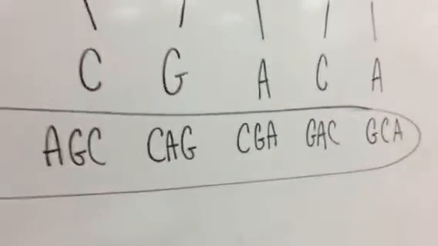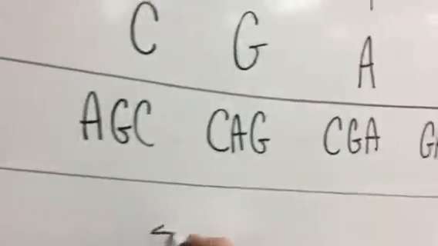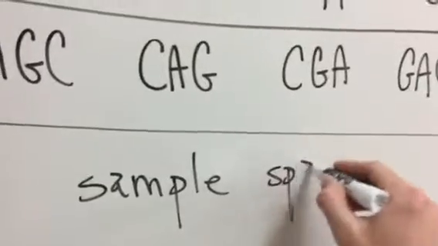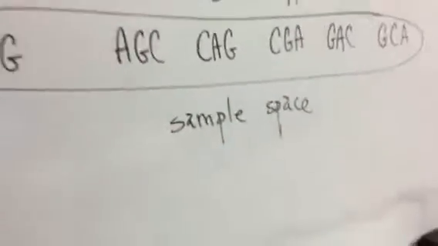So if you look at this bottom part right here, that is the entire sample space. In other words, those are all the possibilities for the different ways that they can sit down.